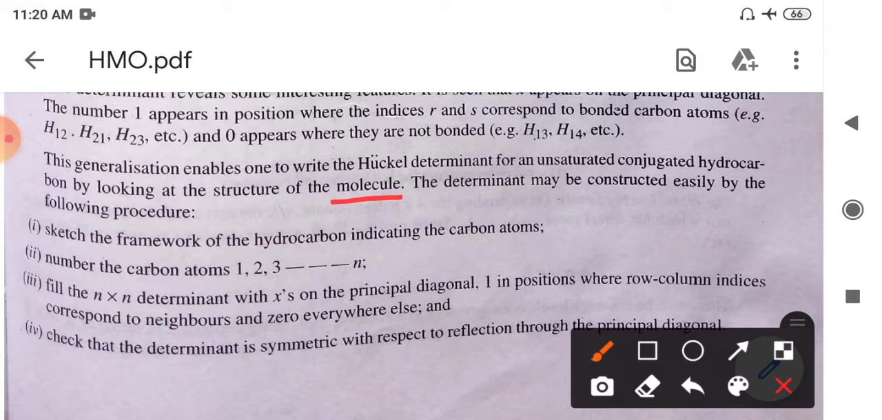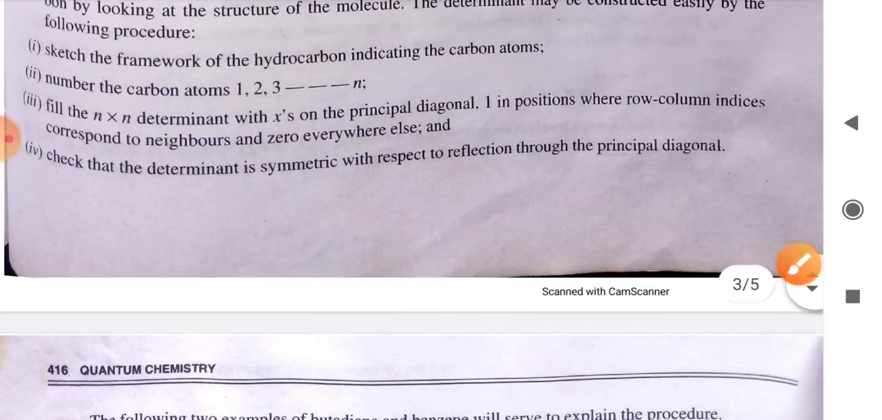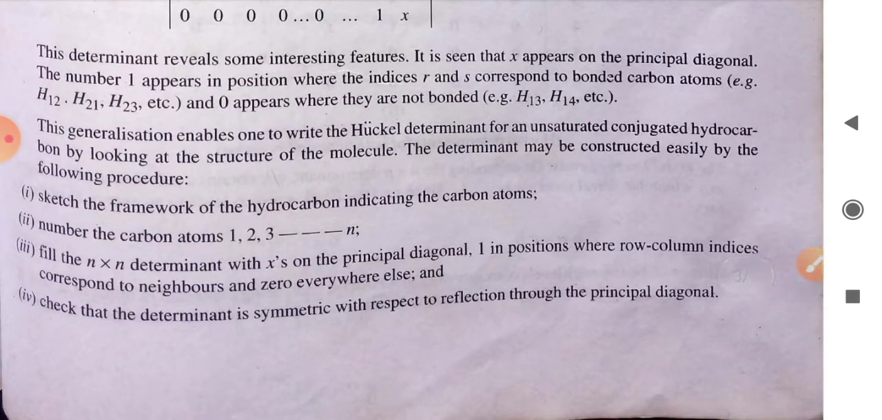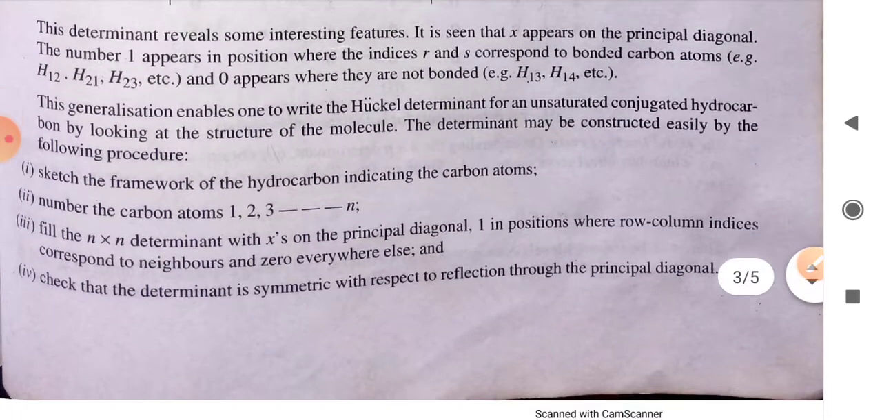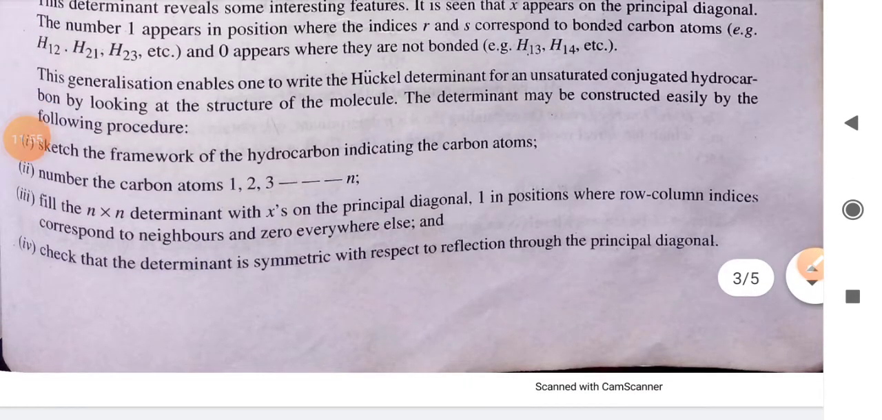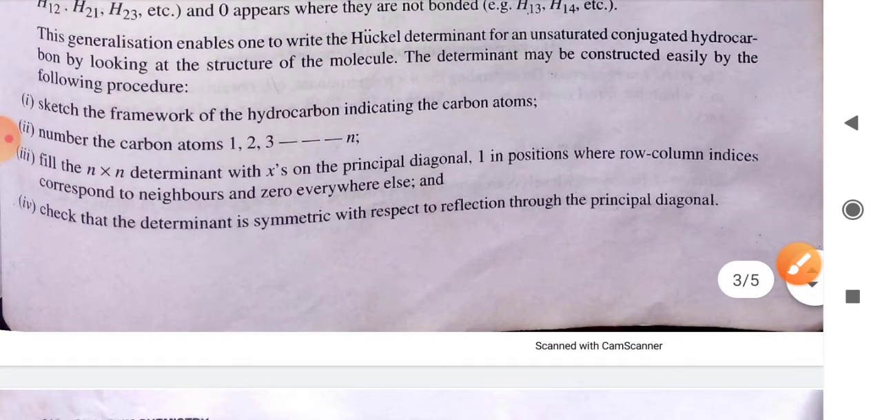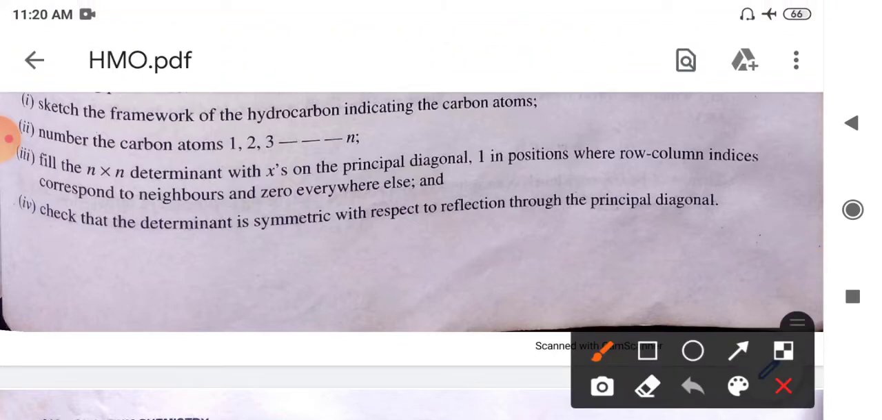The determinant may be constructed easily by the following procedure. Okay, so from here onwards our actual procedure begins. Suppose I have a system of, say, butadiene, 1,3-butadiene. For 1,3-butadiene, how many carbon atoms are there? There are 4 carbon atoms. So this is how we should proceed for the given problem.